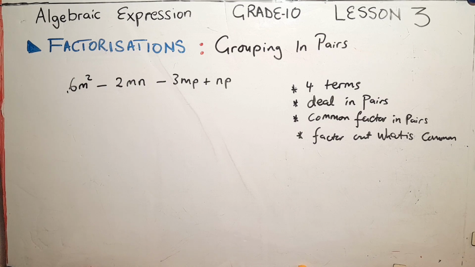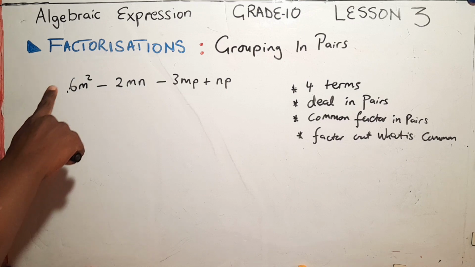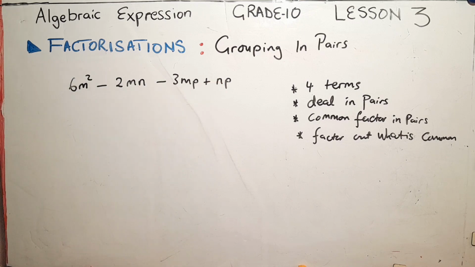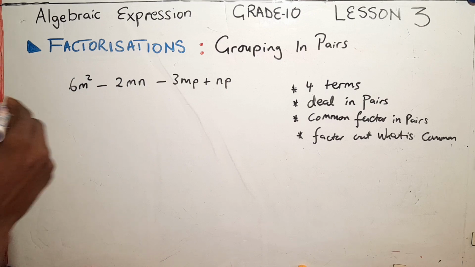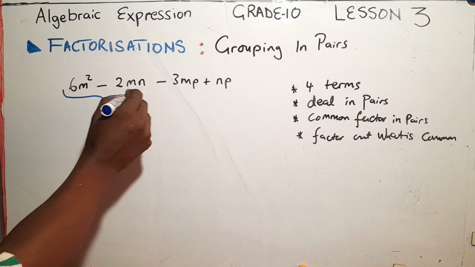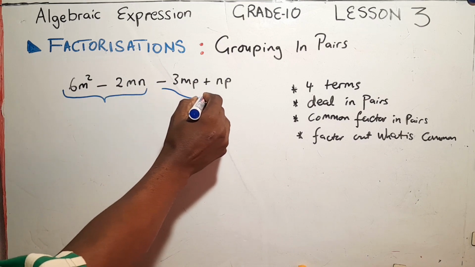So now we are factorizing by grouping in pairs. If you haven't watched some of our factorizations, you can watch in that link that is shown there. Grouping in pairs is one of the simplest types of factorization. We notice this type of factorization by having 4 terms. If you're having 4 terms, it means that you can group these terms 2, 2. So we can take these 2 terms and these 2.